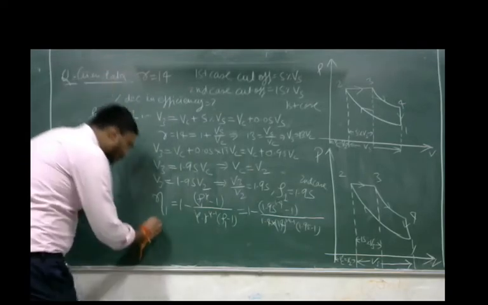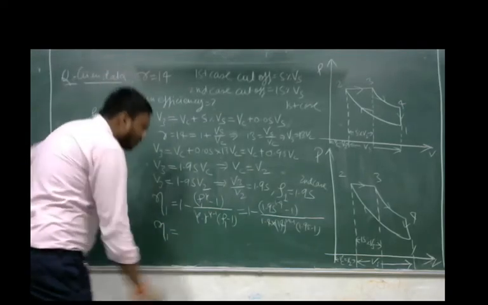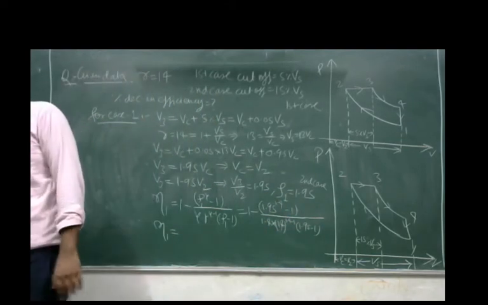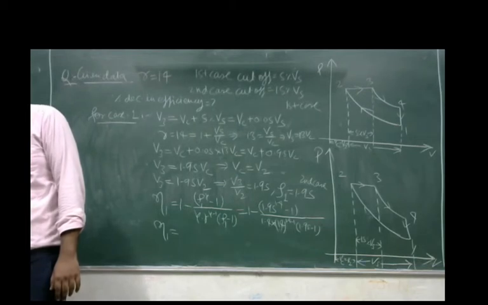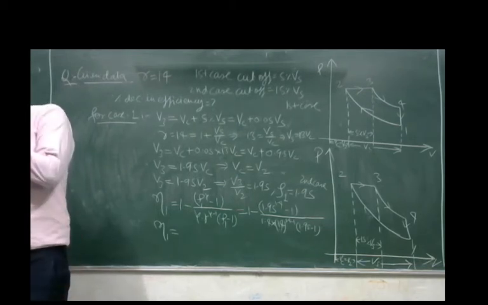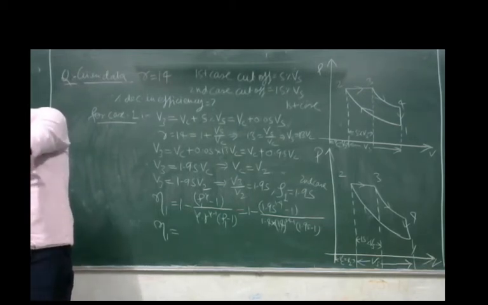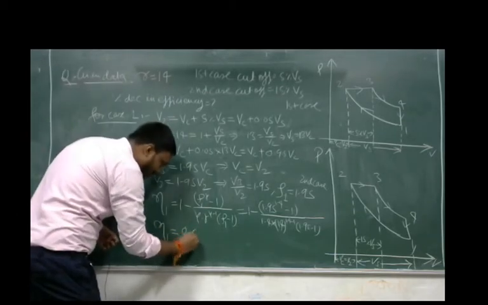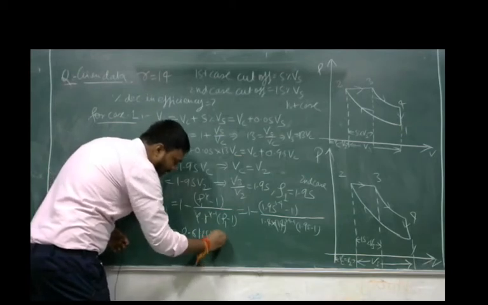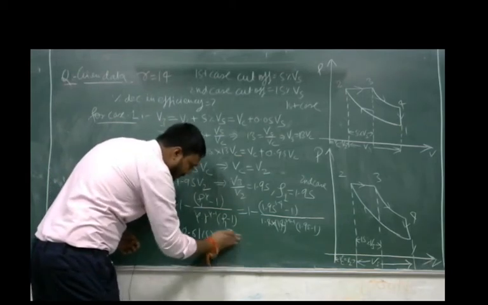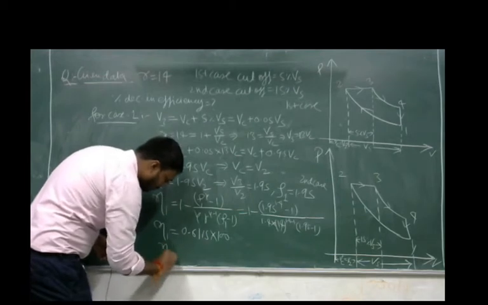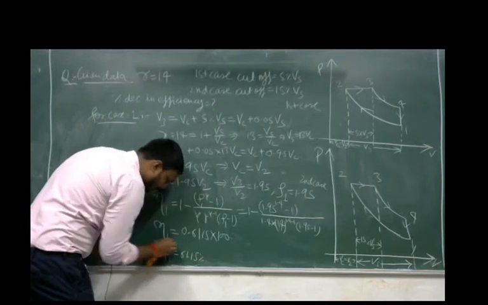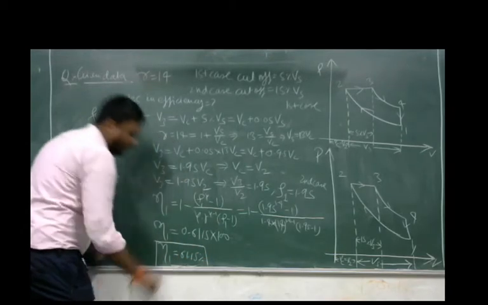So here, when you solve this equation by calculator, you will get the value of eta 1 equal to 0.6115. Multiply by 100, and you get eta 1 equal to 61.15%. So we have found the value of eta 1.